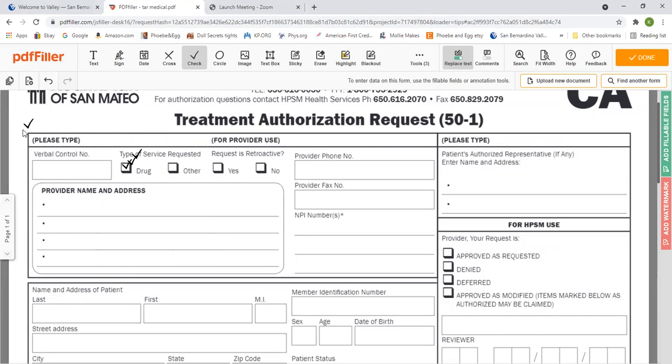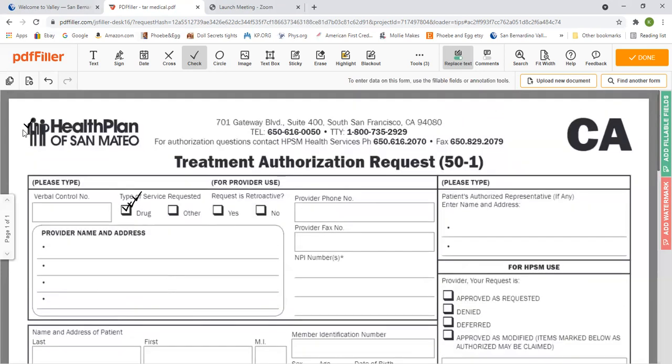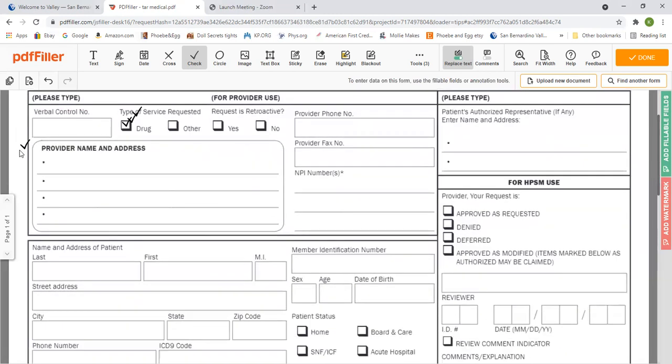Today we're going to look at how to fill out a TAR form for California Medi-Cal patients. This is a treatment authorization request form. The first thing you're going to look at is, and this one says San Mateo, but it could be from any city or county. The type of service requested, you're going to check the box marked drug.